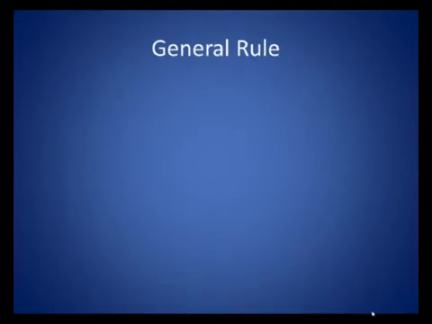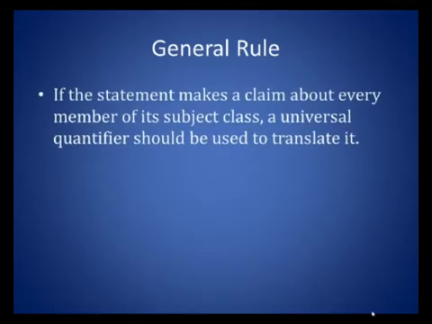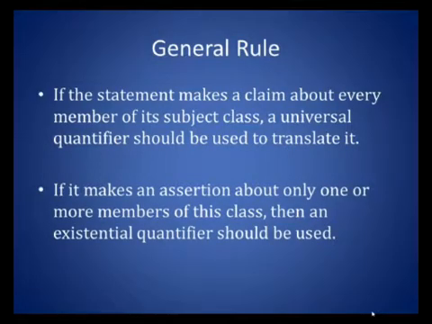So let's talk about a general rule real quick. If the statement makes a claim about every member of its subject class, a universal quantifier should be used to translate it. If, on the other hand, it makes an assertion about only one or more members of this class, then an existential quantifier should be used.